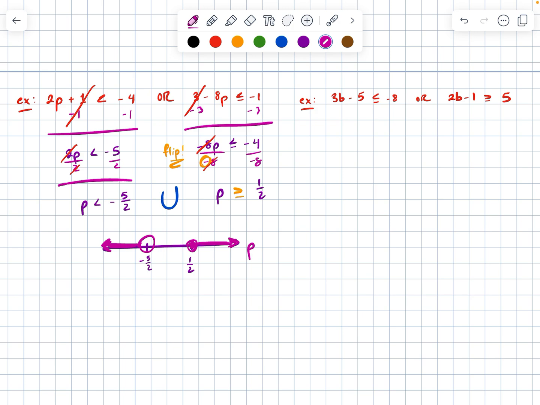So hopefully you remember here, the graph of an and statement always looks like a sandwich. I'm stuck in between the two values. For an or graph, it's a split.